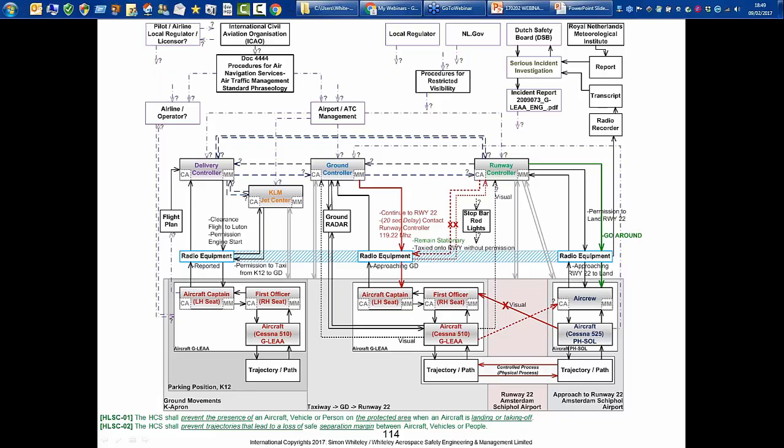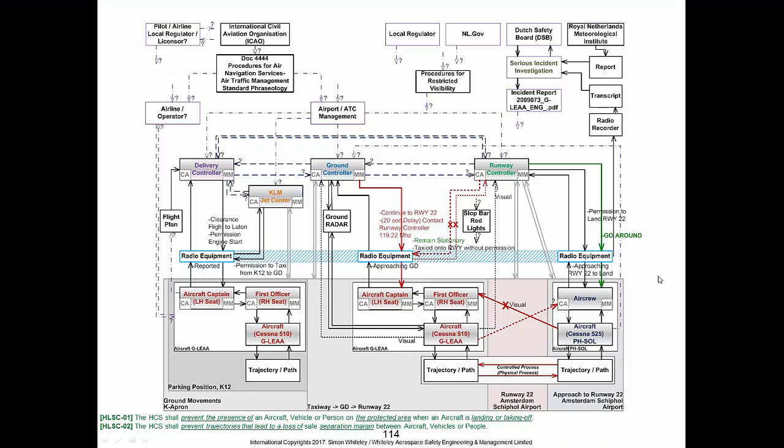Okay, so can I see the more detailed model view of the controllers? I'm hoping this is sufficient. I haven't got one any more detailed than this. Well, in fact, I'll talk a little bit about this. These shaded areas at the bottom, and these grey arrows between the KLM Jet Center, ground controller and runway controller, just represent the physical hard standing running areas for the aircraft. So in the case of KLM Jet Center, they are notionally in control of the ground movements on Kilo Apron and the parking position K12, which is where G Lear was at the start of the incident.